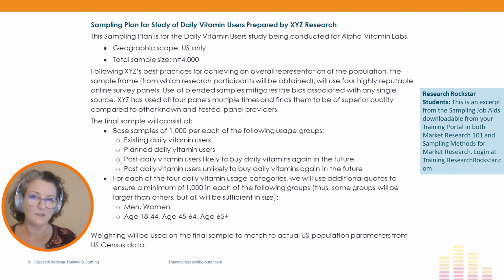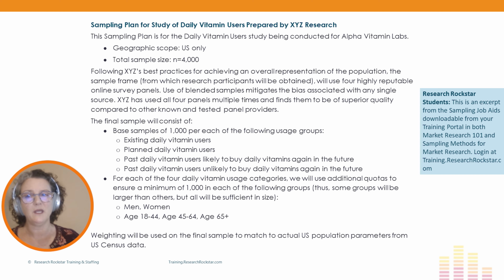So what does this mean in terms of what it looks like? For those of you on audio, I am showing a screenshot of a simple example of a sampling plan. In this case, it's a sampling plan for a hypothetical study on daily vitamin users. The research is being done by XYZ Research Agency, and the client is Alpha Vitamin Labs. We see that they're specifying that the geographic scope is US only, and that their total sample size will be N equals 4,000.